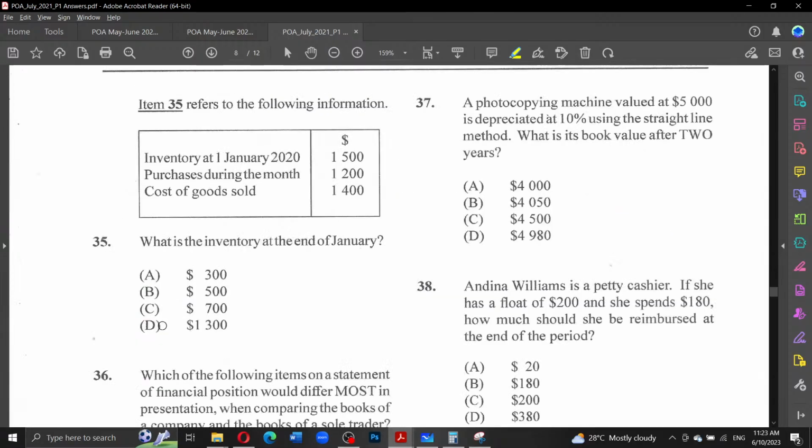What's the inventory at the end? I think we worked this question before, it was 1300. So you add these two here, opening inventory plus purchases, that's 2700. 2700 minus 1300, you have 1400.